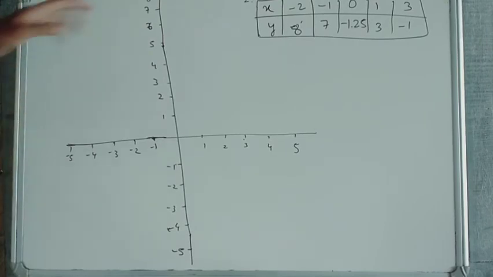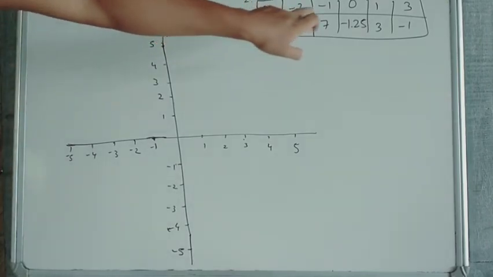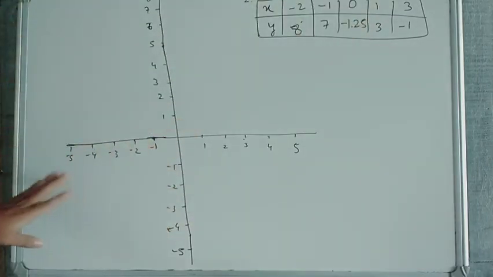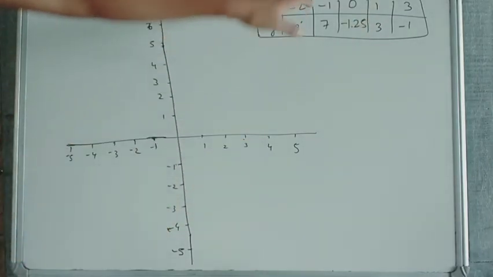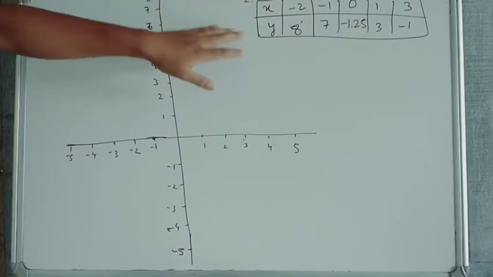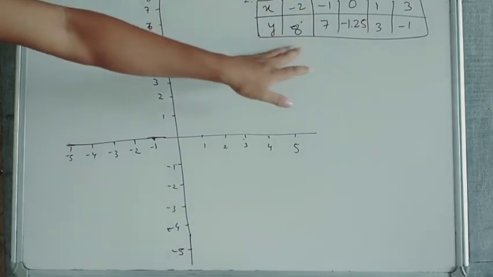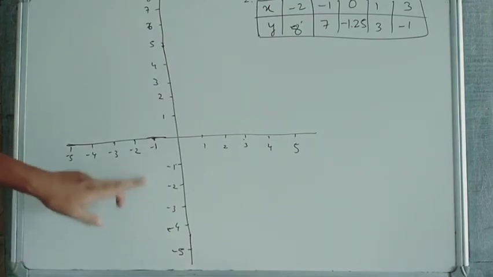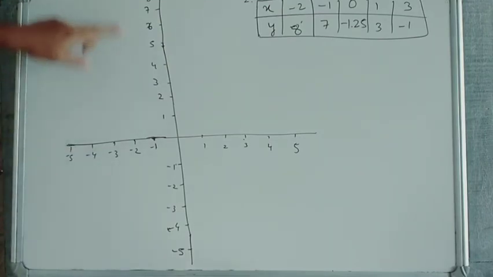So in question number 2, what are the values of x? We have minus 2, minus 1, 0, 1, 2, 3. In the graph, I have taken from minus 5 to 5, which is enough for the x values. For the y values, the highest is 8 and the lowest is minus 1.25, so minus 1.25 will be okay here. I extended this one till 8.